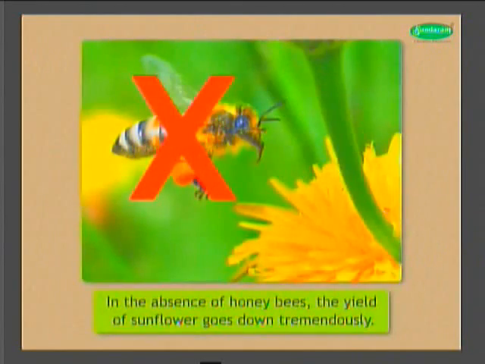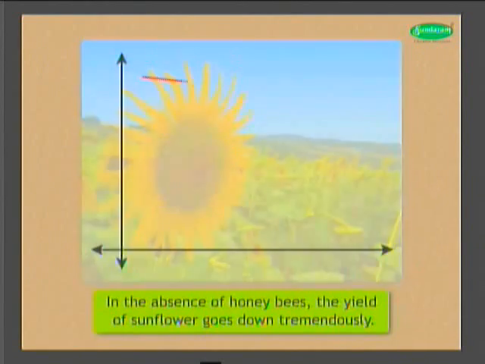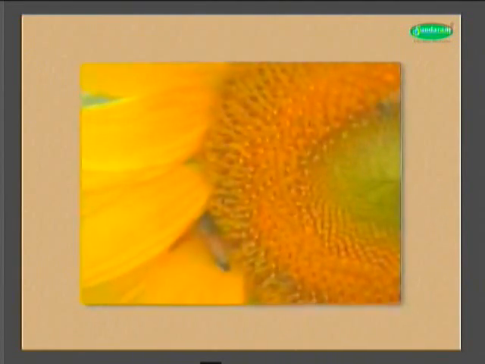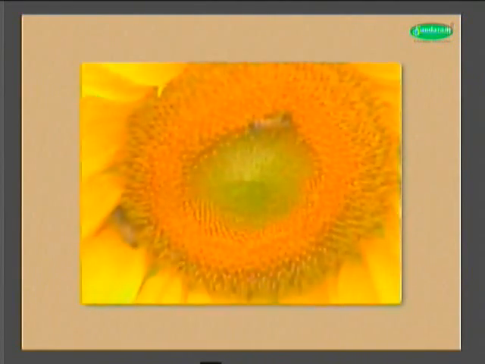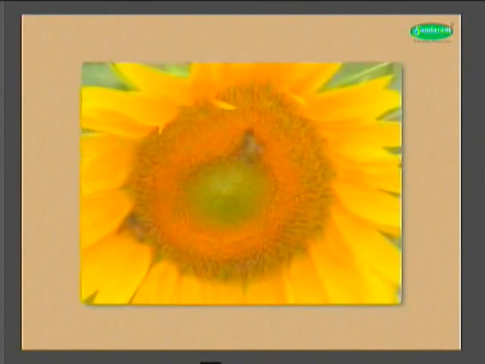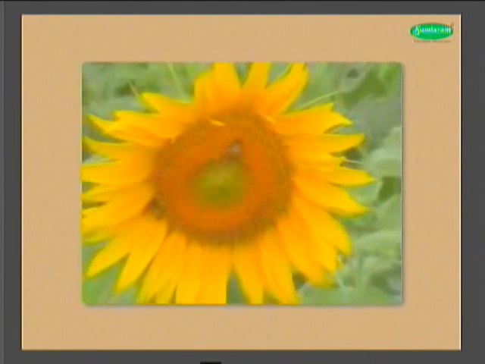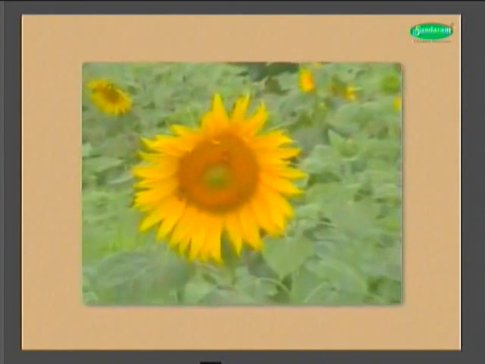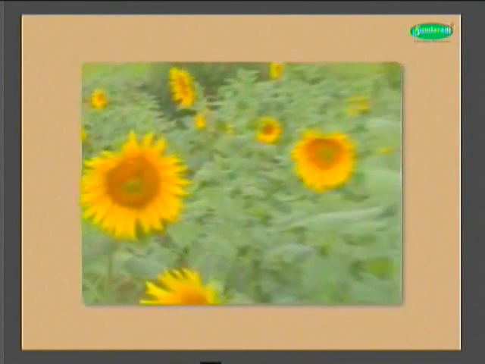In the absence of honeybees, the yield of sunflower goes down tremendously. Why? Honeybees sit on the sunflower for nectar. When they sit on one flower, pollen gets stuck on their body. When these honeybees sit on another flower, these pollen grains get transferred.